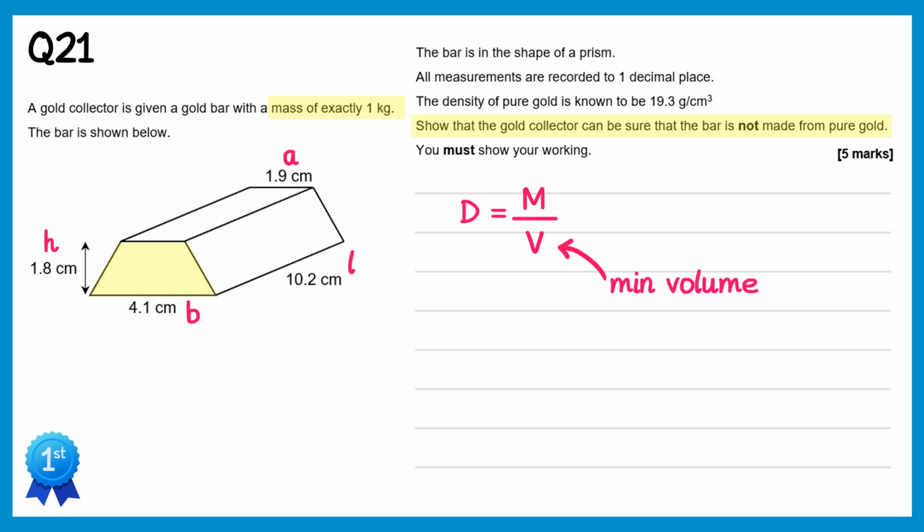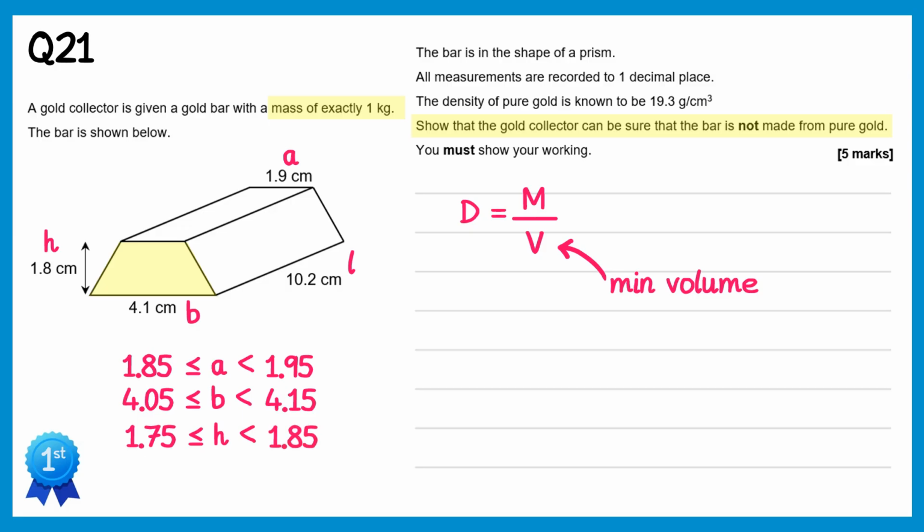So let's write down some error intervals for all of those lengths. For A, we've got 1.9. So the lower bound is 1.85 and the upper bound is 1.95. For B, it's 4.1, so the lower bound 4.05 and the upper bound 4.15. And for H, 1.8, so 1.75 to 1.85. And finally for L, 10.2 is 10.15 and 10.25. So these are the bounds for the possible lengths for all of the sides of that prism that are relevant. Now remember, we want to work out the minimum possible volume so we get the maximum possible density. So we're going to use all of these lower bounds here.